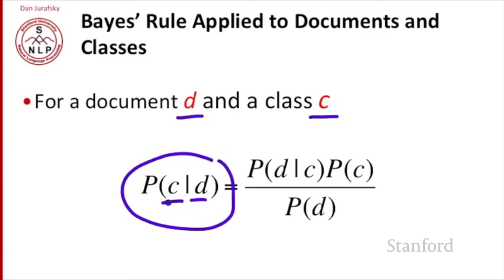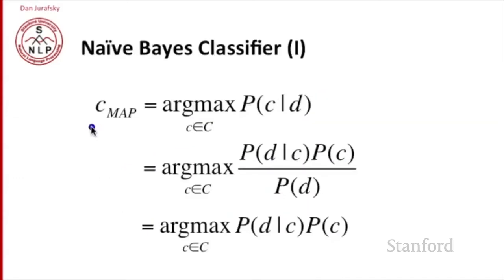Now, how do we compute the probability of a class given a document? By Bayes' rule, this is equal to the probability of the document given the class times the probability of the class over the probability of the document. Let's see how to use that in the classifier. The best class, the maximum a posteriori class, the class that we're looking for to assign this document to, is out of all classes, the one that maximizes the probability of that class given the document. So we're looking for the class whose probability given the document is greatest.